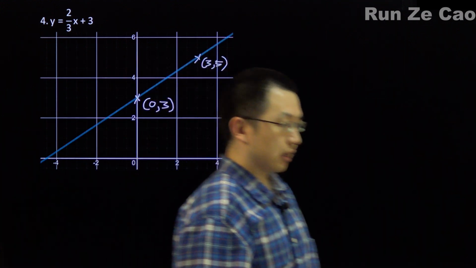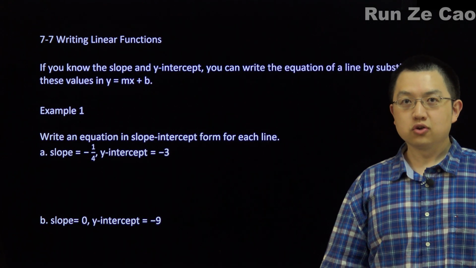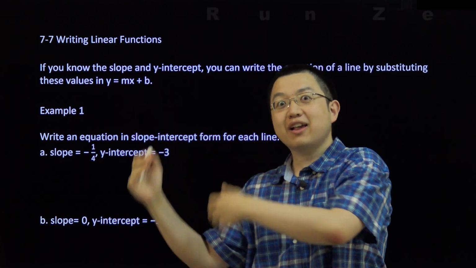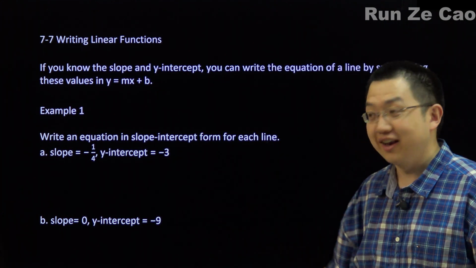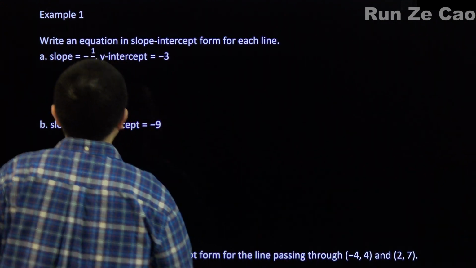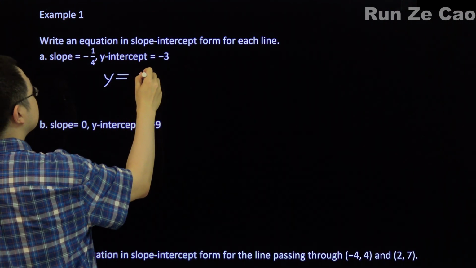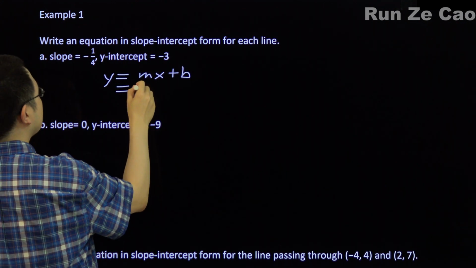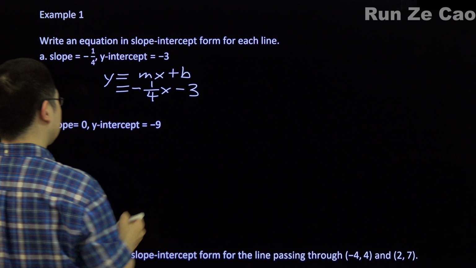All right then, next section. If you have the slope y-intercept form of y equals mx plus b, and you know the slope and you know the y-intercept, you can substitute in. So let's write some equations. Slope is negative 1/4. Well, y equals mx plus b. Let's write that, it doesn't hurt. So then we substitute in negative 1/4 x plus negative 3, so minus 3.